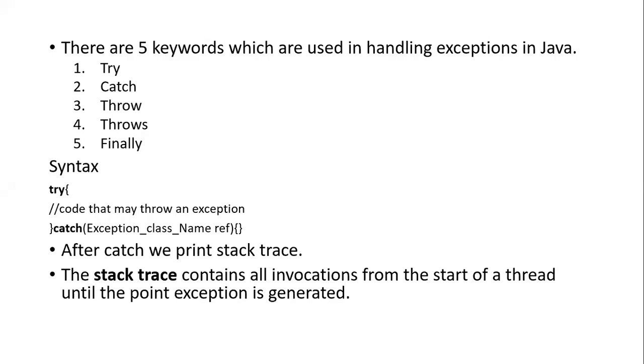The syntax of try is to write the keyword try, and within it I write the code that may throw an exception. The catch always follows try. I cannot write catch without try. After the catch, we print the stack trace, which shows the sequence of calls that were invoked. So this is the basics of exception handling. Now we will see the execution part of it.